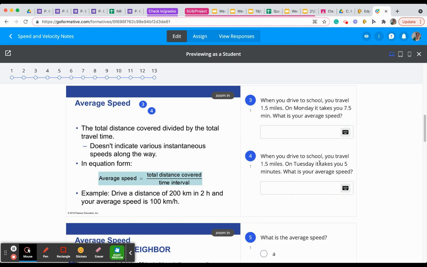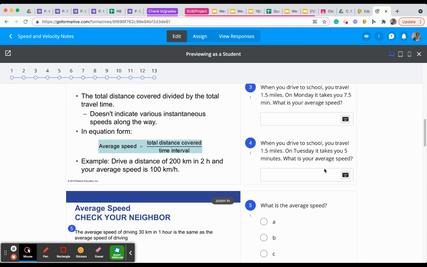The second question says, when you drive to school, you travel 1.5 miles. So same as on Monday. On Tuesday, it takes you 5 minutes. What is your average speed? So this time you're traveling the same distance because you're going to school, same path, but it takes you less time on Tuesday. So what is your average speed on Tuesday?